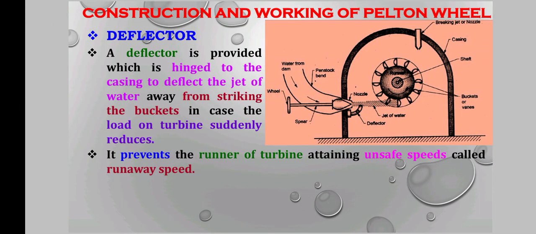The deflector. A deflector is provided which is hinged to the casing to deflect the jet of water away from striking the buckets in case the load on the turbine suddenly reduces. It prevents the runner of the turbine from attaining unsafe speeds called runaway speeds.